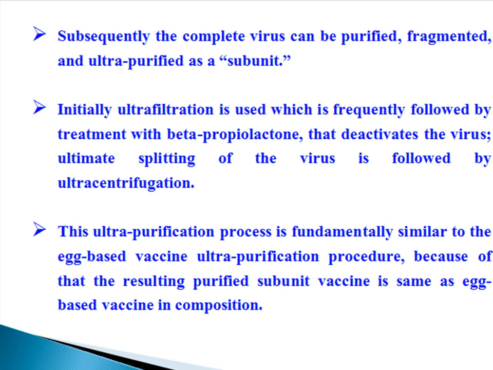Subsequently, the complete virus can be purified, fragmented and ultra-purified as a subunit. Initially, ultrafiltration is used, which is frequently followed by treatment with beta-propiolactone that deactivates the virus. Ultimate splitting of the virus is followed by ultracentrifugation. This ultra-purification process is fundamentally similar to the egg-based vaccine ultra-purification procedure. Because of that, the resulting purified subunit vaccine is the same as egg-based vaccine in composition.